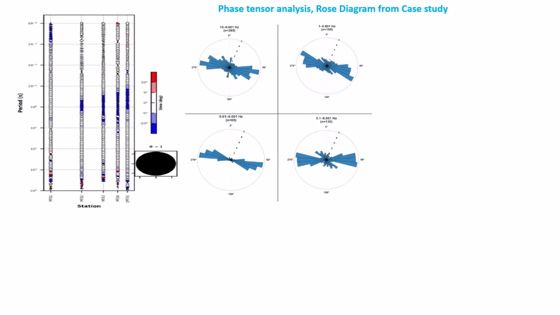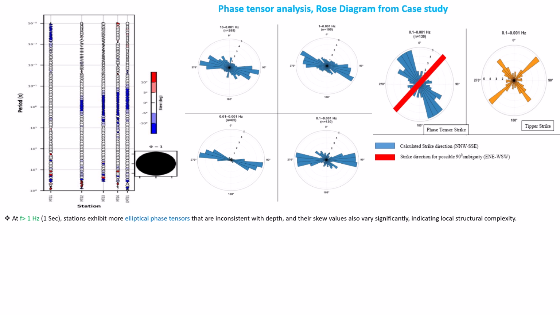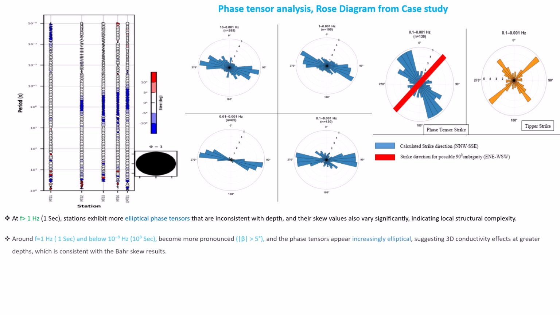From our Indian case study scenario, the eastern and western, southern Dharwar craton. So you can see some period phase tensor analysis. One by one, let me describe. At frequency greater than 1 hertz, or period less than 1 second, the stations exhibit more elliptical phase tensors in the red color, that is consistent with depth, and the skew value shows the local structural complexity.